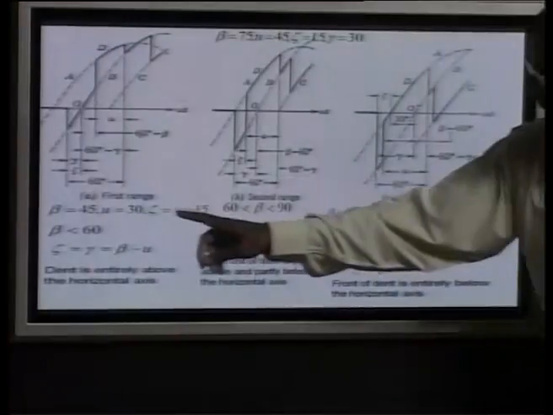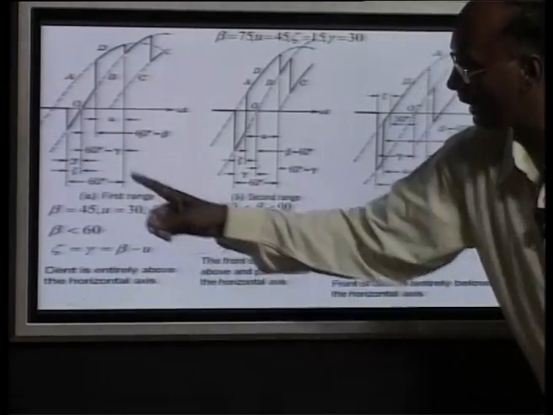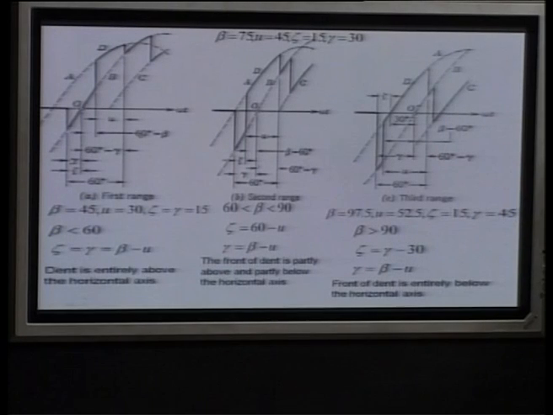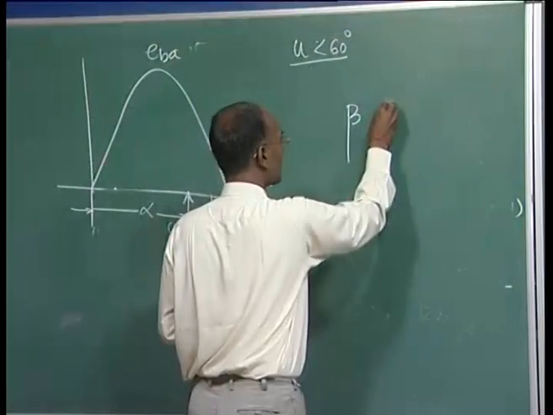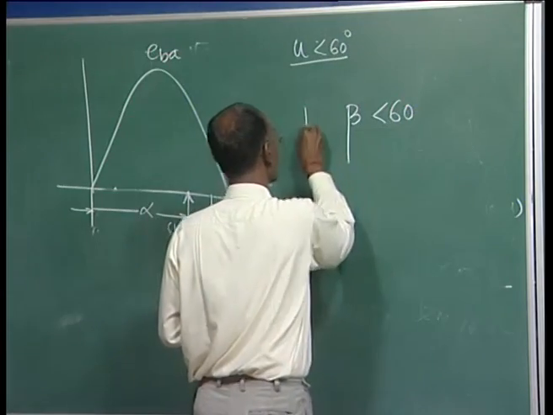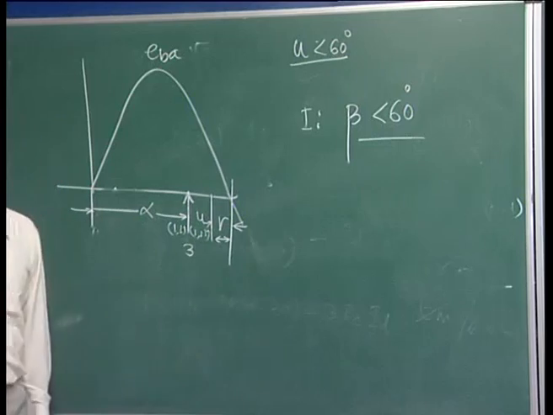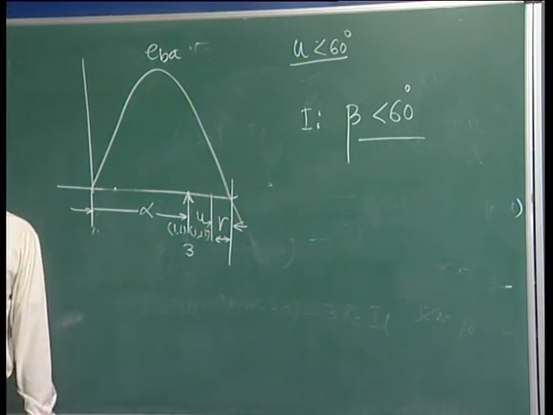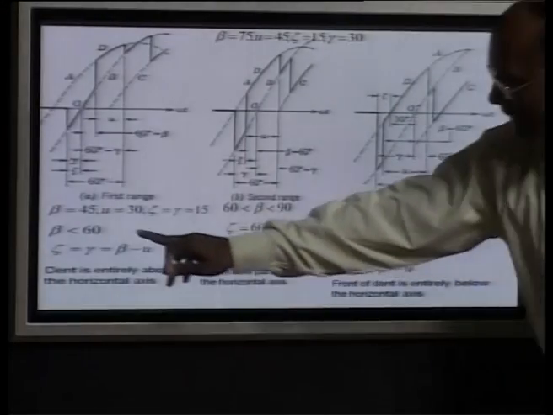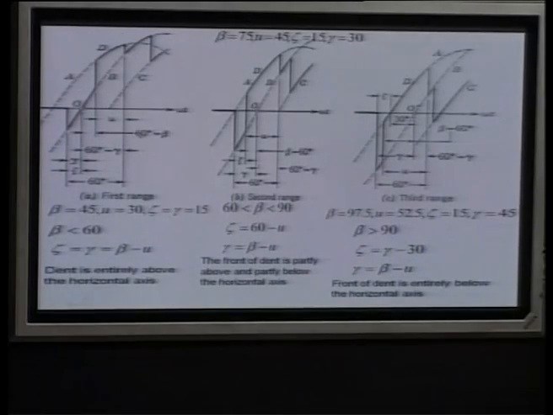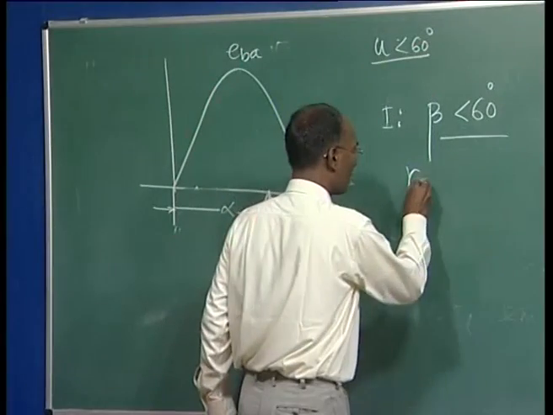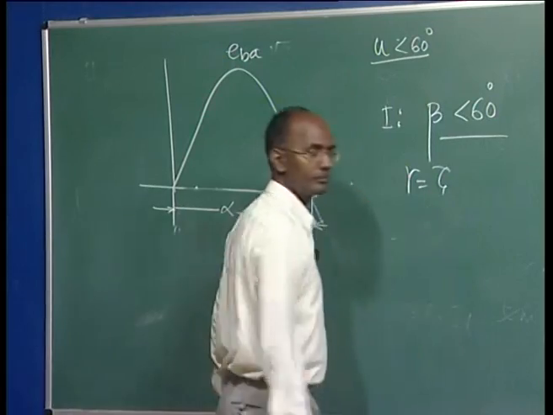So, you can see here the condition means we are having 3 different stages. In stage 1, if your beta is less than 60 degree, this is your first case. Here the beta is less than 60 degree, then we are always having gamma equal to zeta.